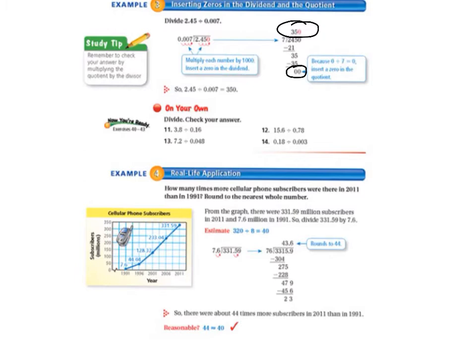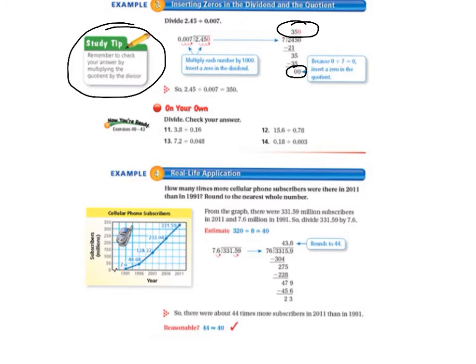And when you check your work, if you had put 35, you would realize that you were incorrect, that you would have gotten 245 for your answer when you multiplied 35 times 7, not 2,450. So you have to be very careful and remember to check your answer by multiplying the quotient by the divisor.